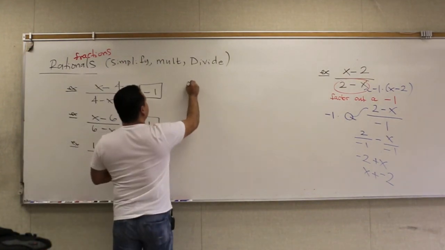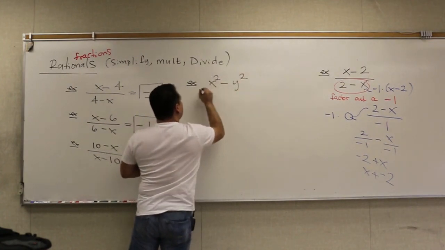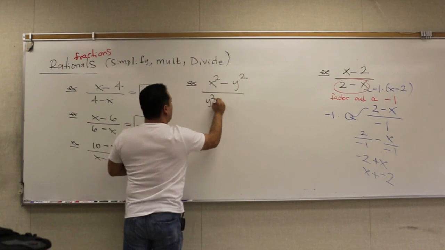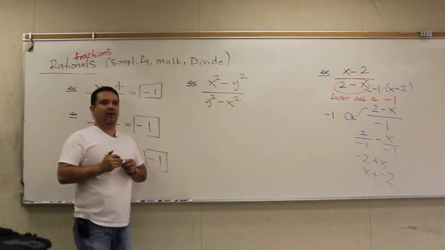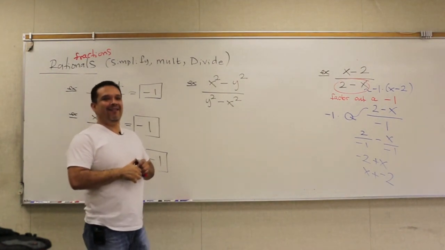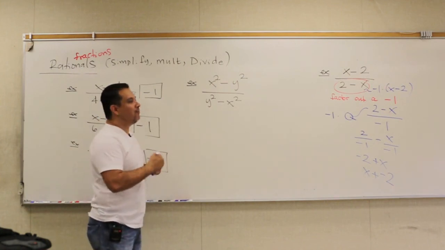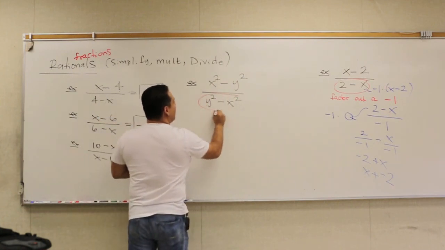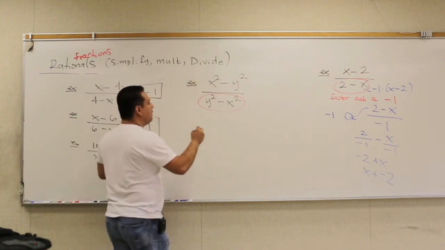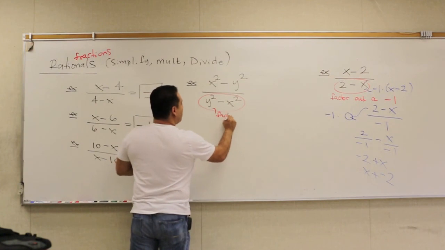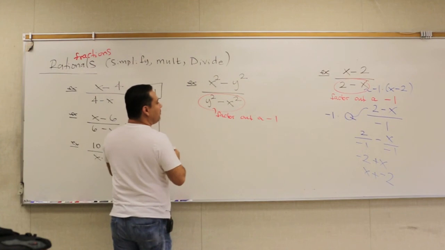How about x squared minus y squared over y squared minus x squared? You're going to guess negative 1? Let's see if we can show it. It doesn't matter if it's the top or bottom. We can factor out a negative anywhere we want. Let's factor out a negative 1. I have to write this as negative 1 times a quotient.